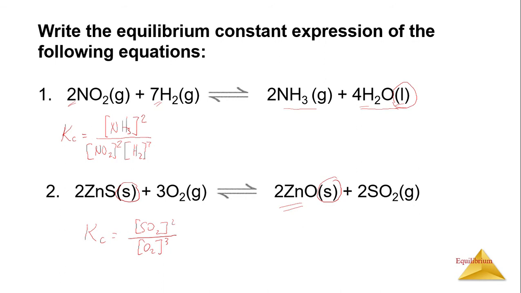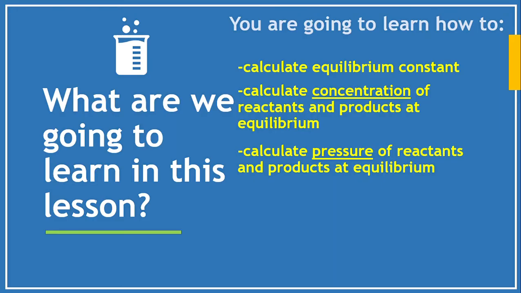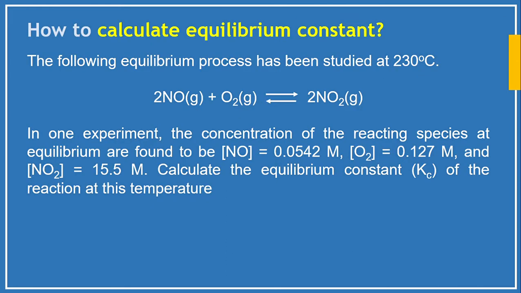So, ganun lang kasimple ang pagsulat ng equilibrium constant expression ng mga equations. Titingnan nyo lang kung nasaan yung mga gases or mga aqueous solutions. Ilalagay yung concentration sa product. Pag product sa taas, reactant sa baba, raised by their stoichiometric coefficients. So, what are we going to learn in this lesson? You are going to learn how to calculate equilibrium constant, calculate the concentration of reactants and products at equilibrium, and calculate pressure of reactants and products at equilibrium.